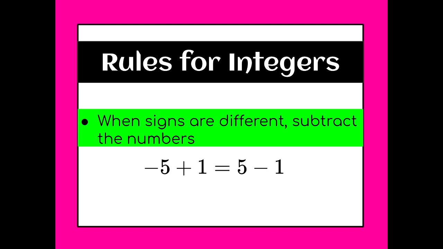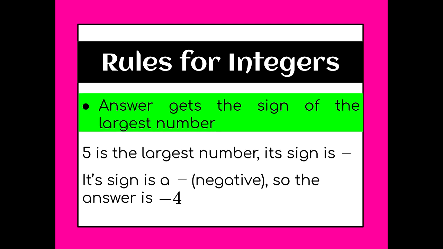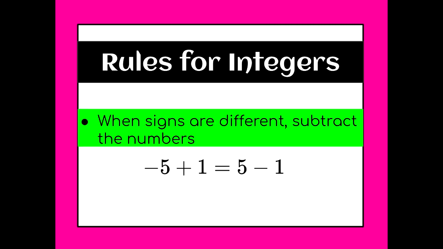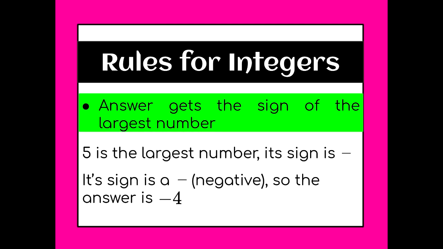Second, if you see in an equation the signs are different, it means you need to subtract the numbers, but the answer will get the sign of the largest number too. Example, negative 5 plus 1 is equal to negative 4. It is because number 5 has a negative sign and number 1 has a positive sign. That is why we need to subtract them. Number 5 is the largest number. Its sign is a negative. That is the reason why the answer is a negative number. It is a negative 4.